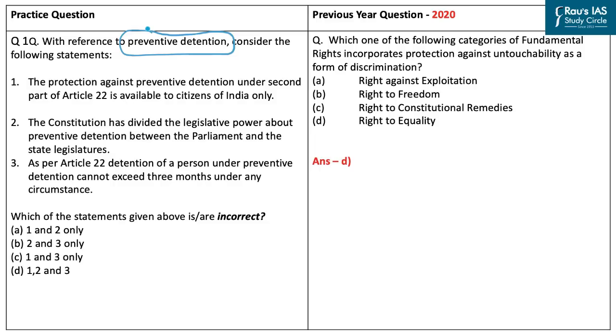Now, if you look at this question closely, it requires us to identify the incorrect statements. What we have to do is first identify the incorrect statements and accordingly find an option which has both the incorrect statements in it.